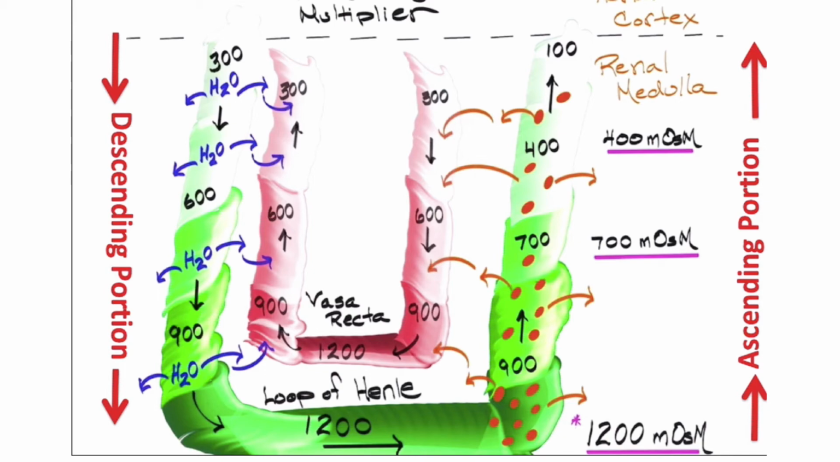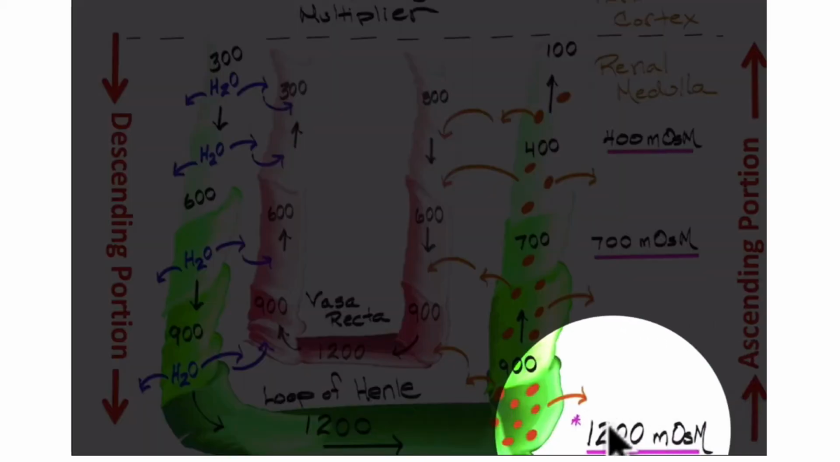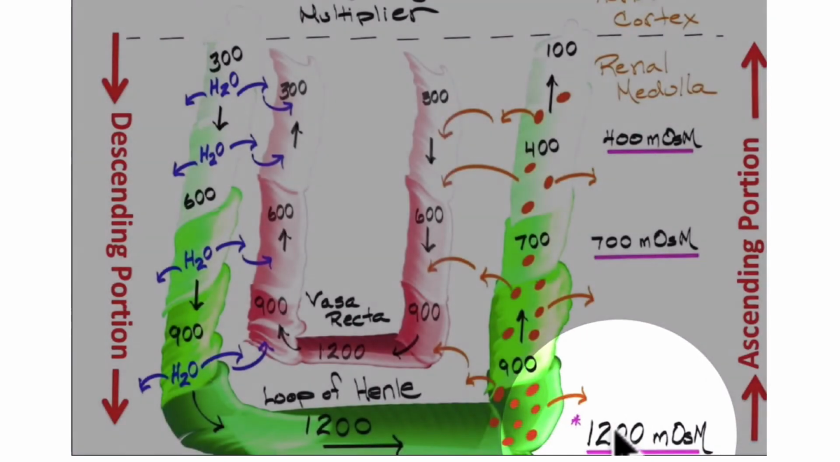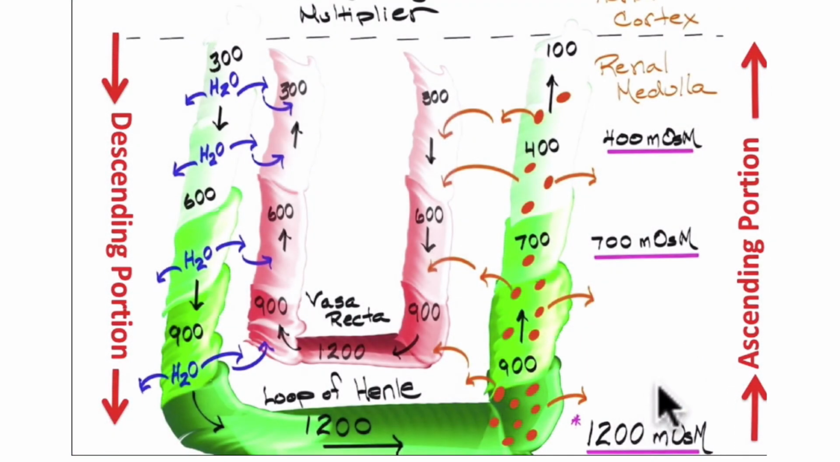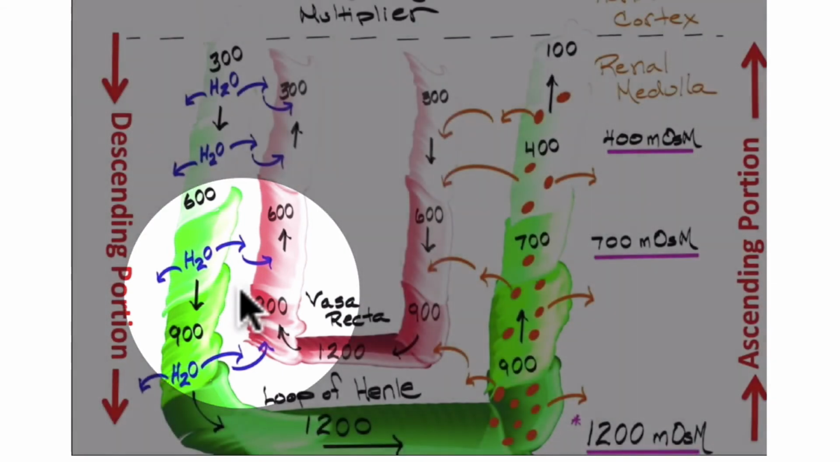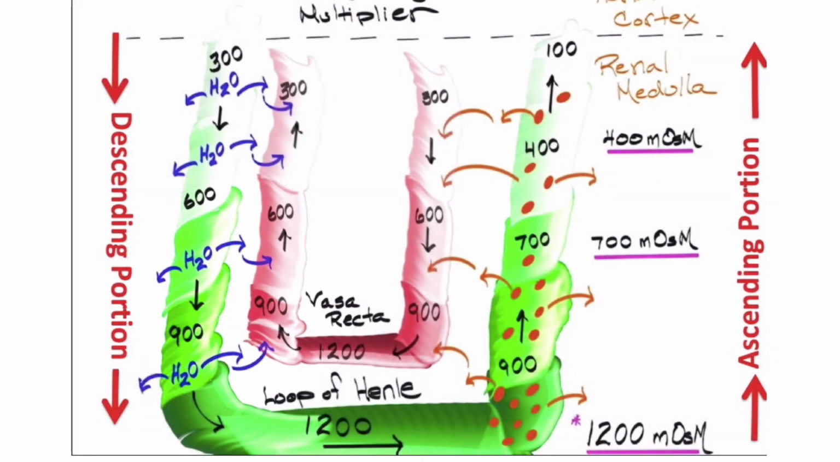Keep in mind, if we look over here, 1200 milliosmoles, that's what we want the osmolarity to be in the deepest region of the renal medulla. So somehow we need to get rid of this water that is entering the renal medulla, and we need to get rid of it fairly quickly. And that is the role of the vasa recta. The vasa recta is a specialized capillary dipping down into the renal medulla adjacent to the loop of Henle.